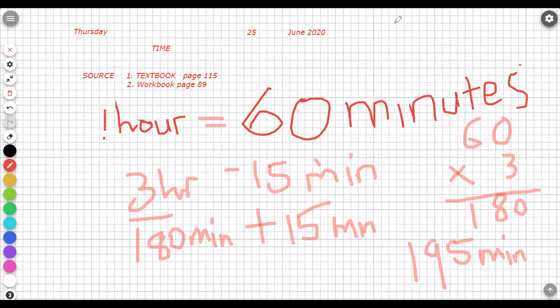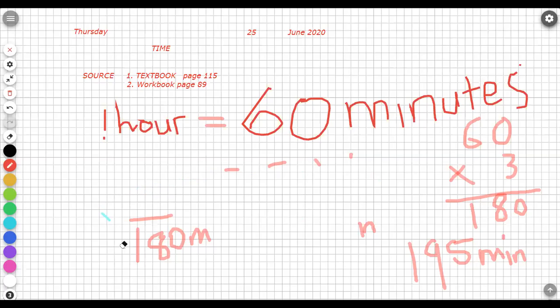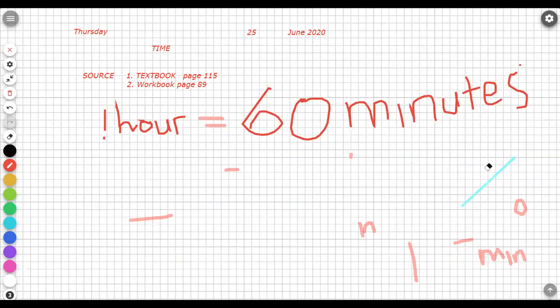If at first, we were multiplying to get the minutes, now we are going to divide, isn't it? Because we are now having minutes. We want to reverse them to go back to hours. So if you have 100 minutes, you want to change this into hours, isn't it?